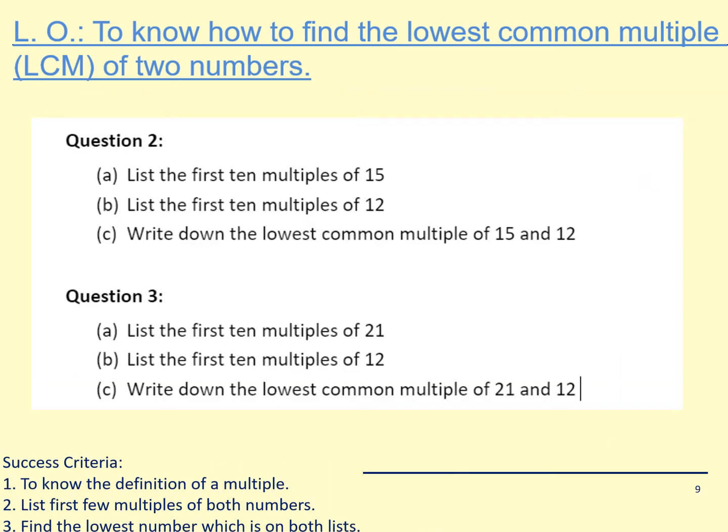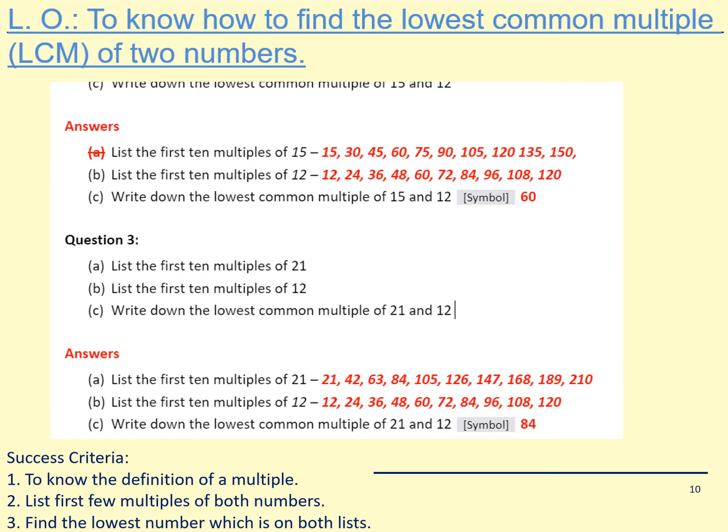And now a little bit more challenging, question 2 and question 3. Here we've got numbers which are slightly bigger. That's why to find their multiples, you will probably need to use repeated addition. So pause this video for a few minutes and try to do these two questions. And here are the answers. If you've got 65 as the lowest common multiple of 12 and 15, and 84 as the lowest common multiple of 21 and 12, well done.